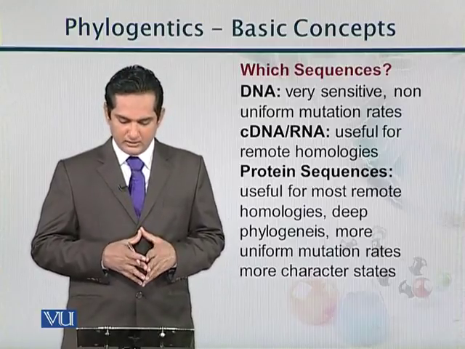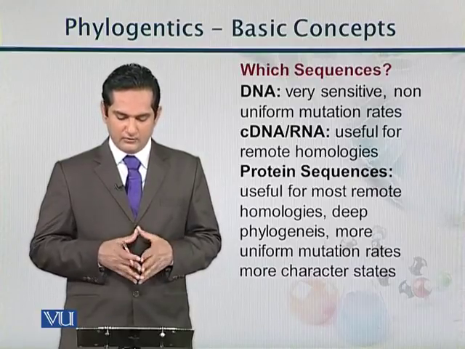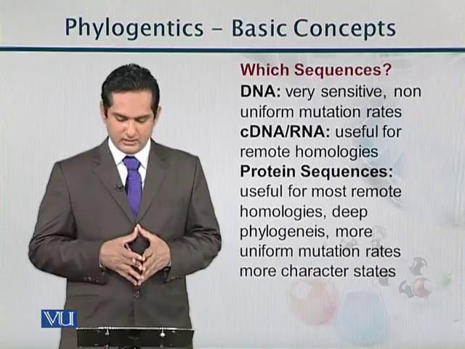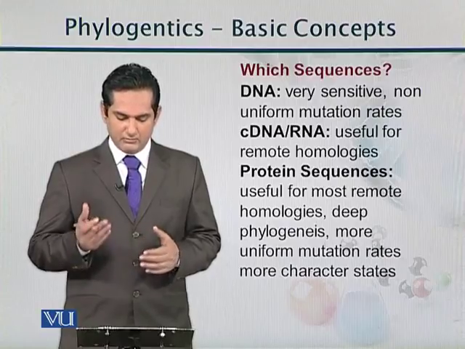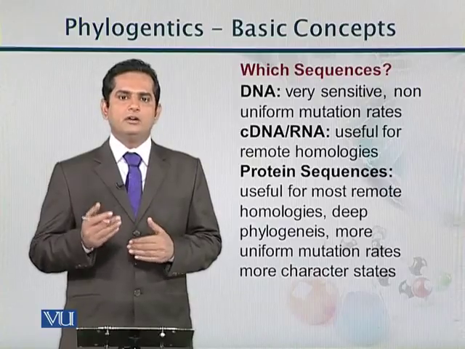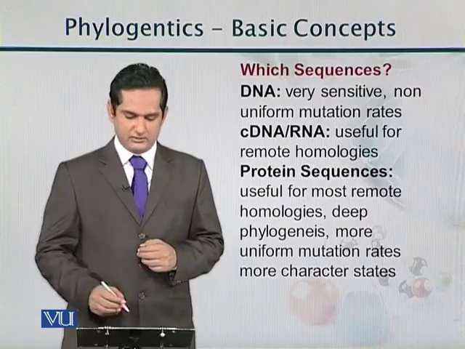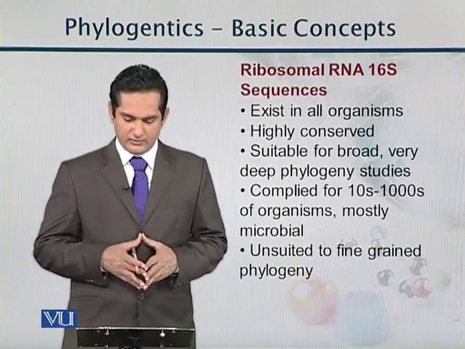And then we have protein sequences. Again, they are useful for remote homologies and deep phylogenies, and they have better mutation rates, and they have more character states also. So they can be better to use as compared to DNA sequence based phylogenetic trees.